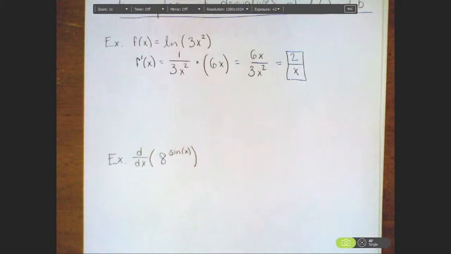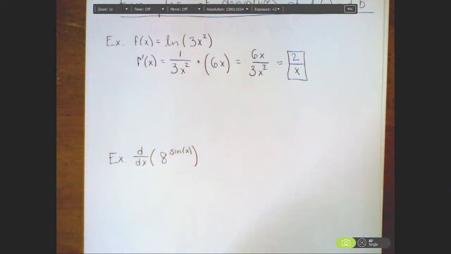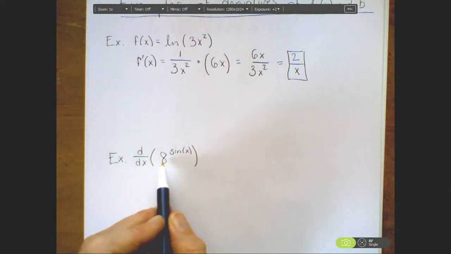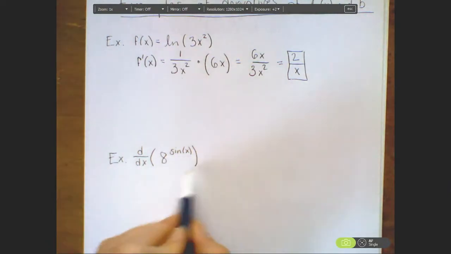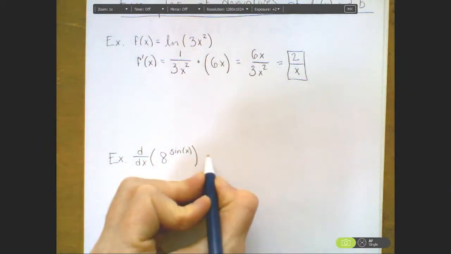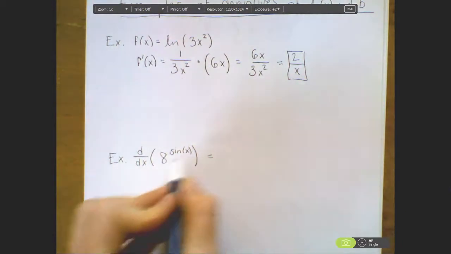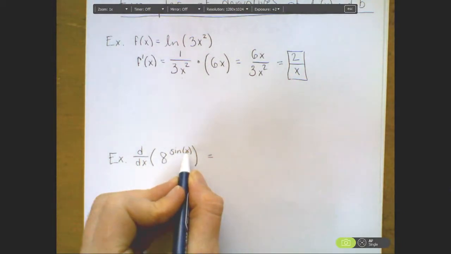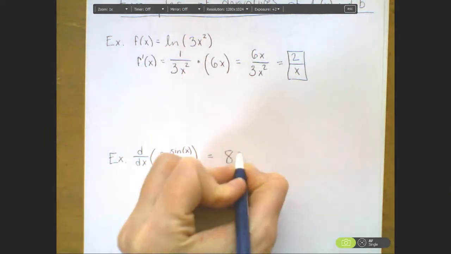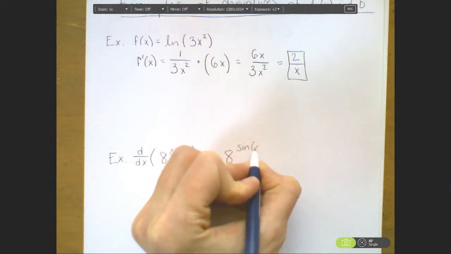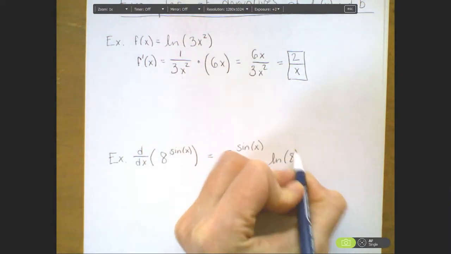For our next example, we're going to look at 8 all raised to the sine of x. If I wanted to, I could rewrite this 8 as e to the natural log of 8, and I could do the same derivation, or I can use the rule that we already found. The derivative of e to the stuff is e to the stuff. The derivative of 8 to the stuff is almost 8 to the stuff, meaning that it's almost 8 to the sine of x, but I have to multiply it by the natural log of 8.